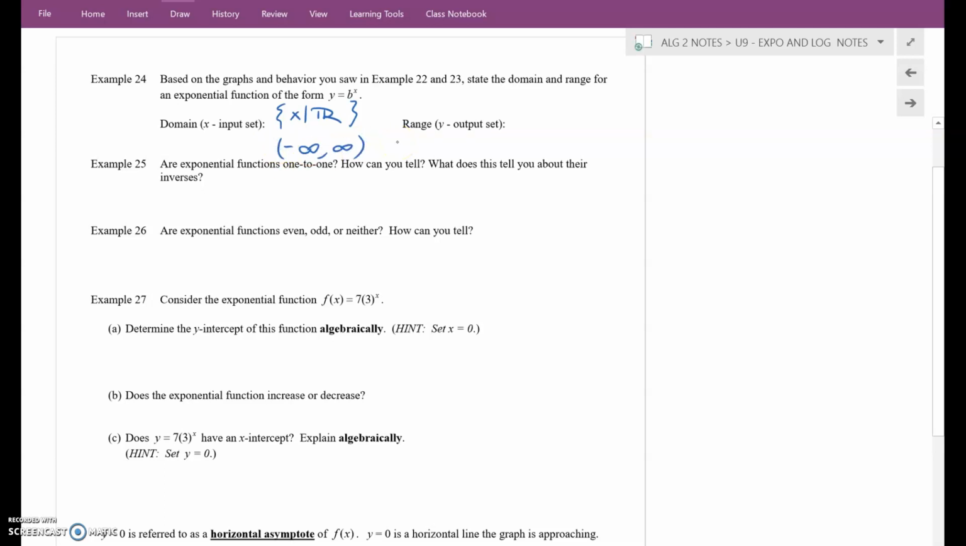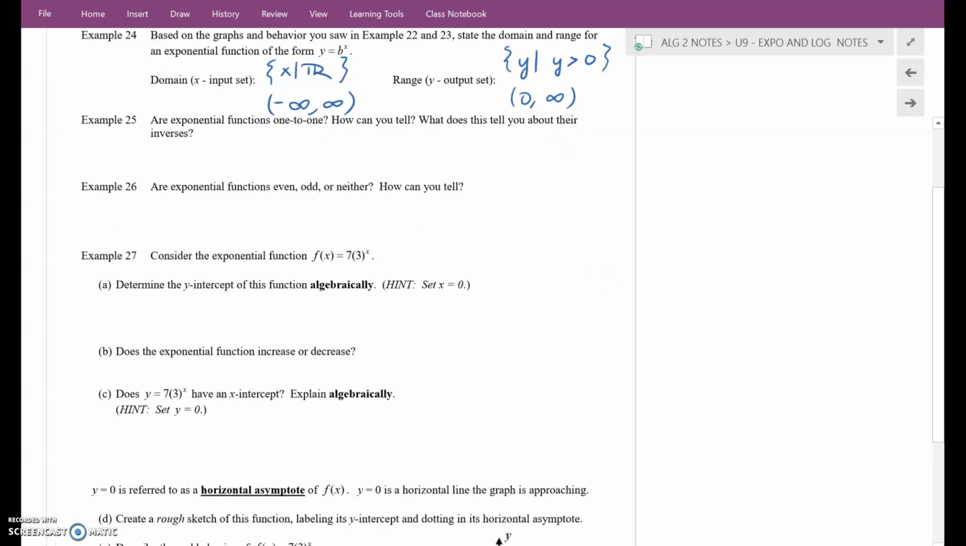The range, though, in set builder is y is greater than 0, and in interval from 0 to infinity. Now there is no value at 0, so parentheses on both. Are exponential functions 1 to 1? The answer is yes.